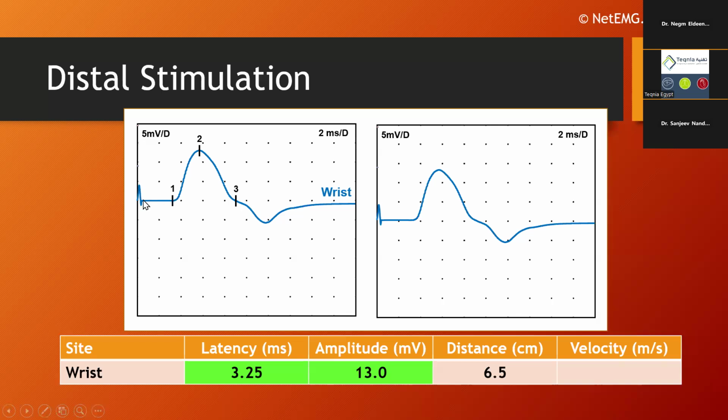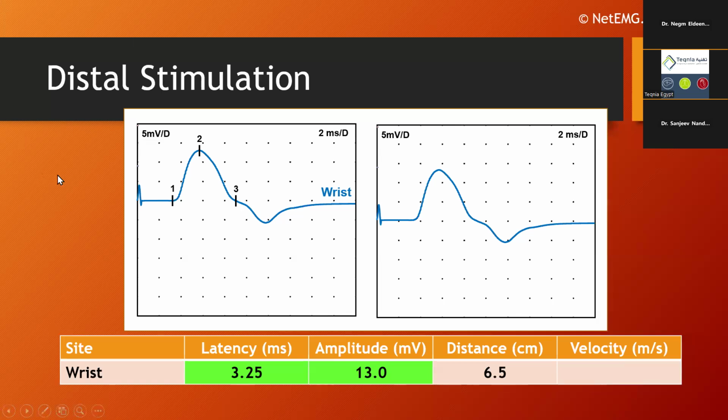So this is the response. Here is the stimulus artifact. The nerve starts conducting action potentials. And when it reaches the muscle, there is neuromuscular transmission, activation of muscle, and here is the response. So the onset marker is placed at the first deflection from the baseline. This is the peak, and the voltage difference between markers 1 and 2 is called the amplitude.